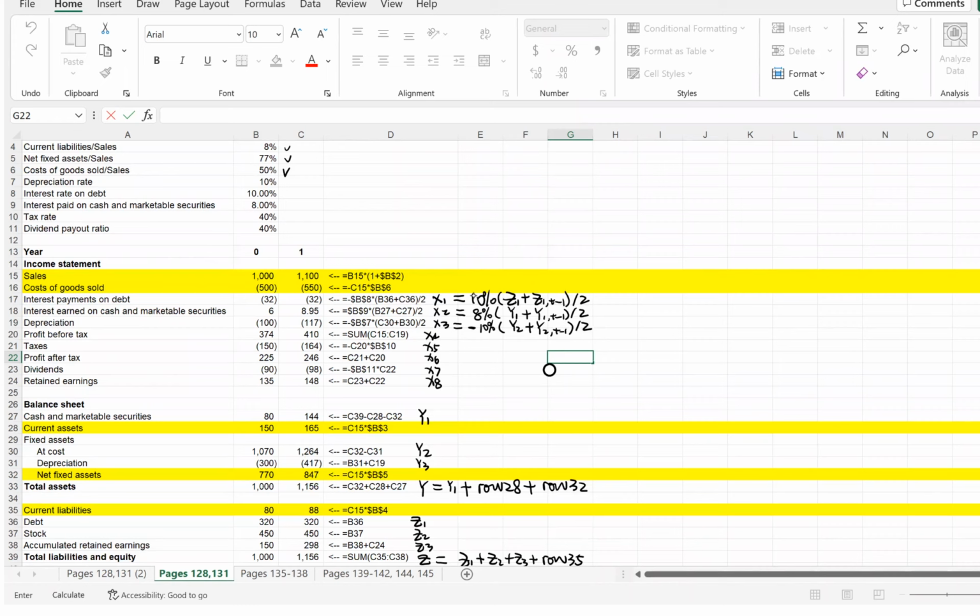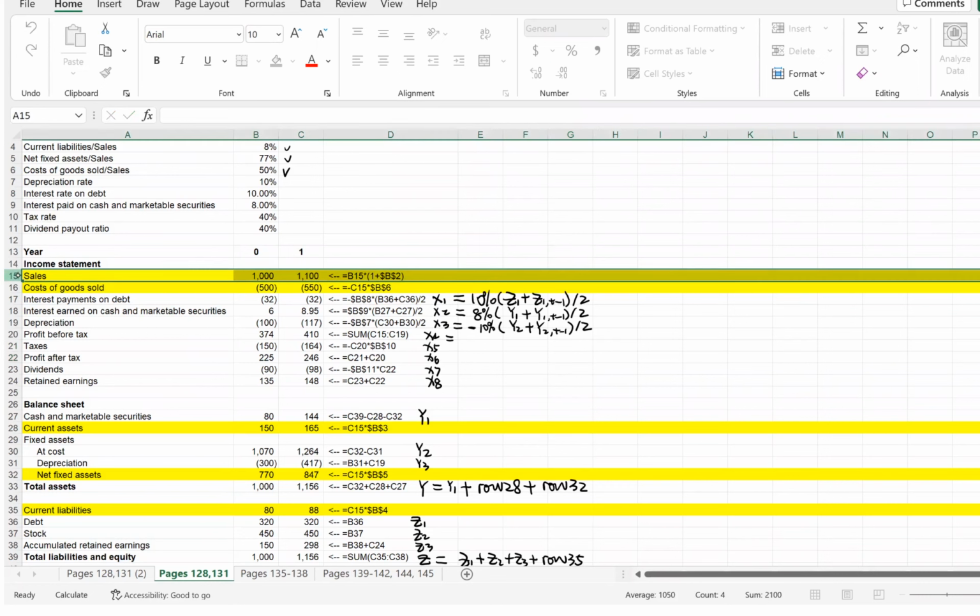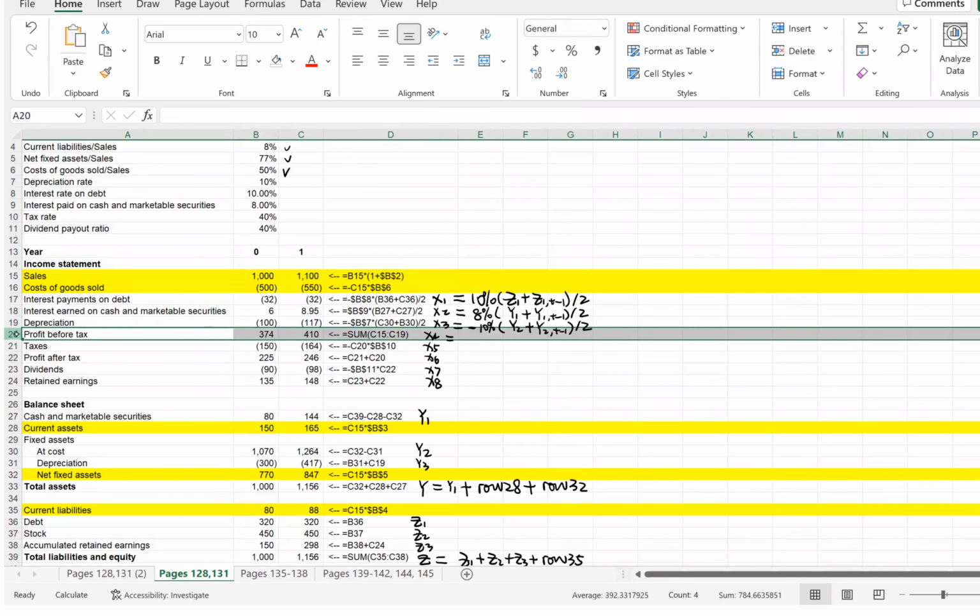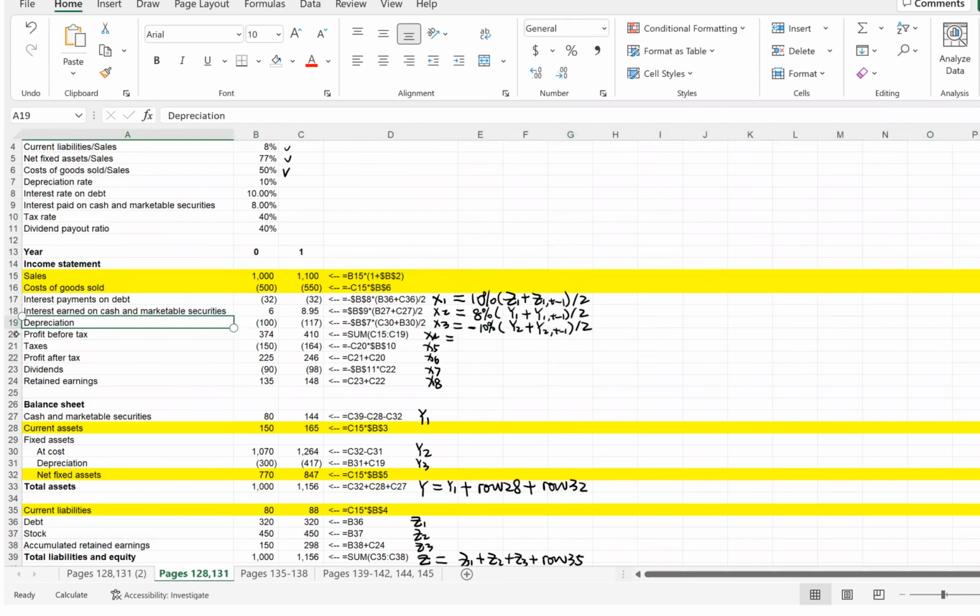And X4 will be equal to the sum from sales all the way up to depreciation. So it will be X1 plus X2 plus X3 plus row 15 plus row 16. Now I'm using row here. It's actually inside this column, row 15. So you're not taking the sum of the previous cells here. So we're just using C15 here.